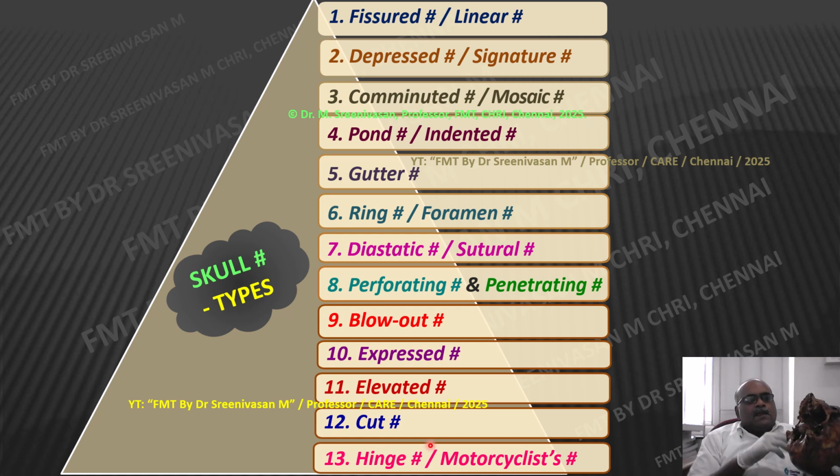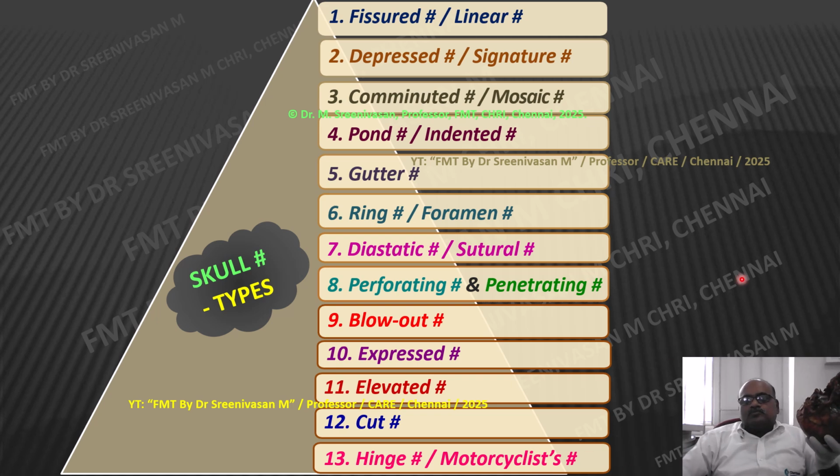In this, due to complete division of the base, the anterior and posterior halves of the base of the skull are divided into two parts, right? That is called a hinge or motorcyclist fracture, as is common in motorcyclists who are skidding and falling at great speed, striking the side of the head onto the ground.